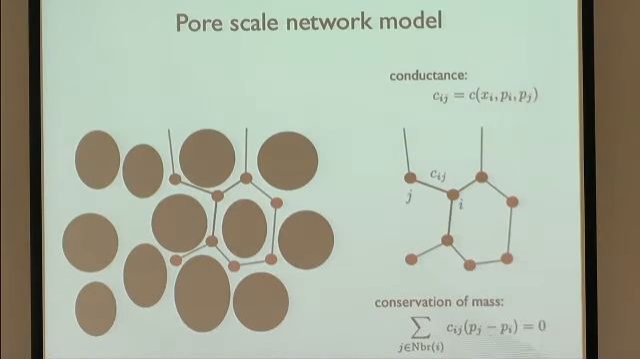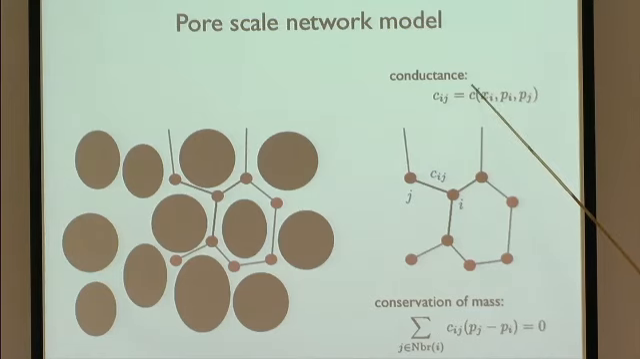So a little bit more into the network model. In a very simplified setting, these are the rock, and this is a pore, and the edge of this graph is a throat, and the information that we want to carry during this talk is that each edge is going to be associated with a positive constant Cij, which is called conductance.